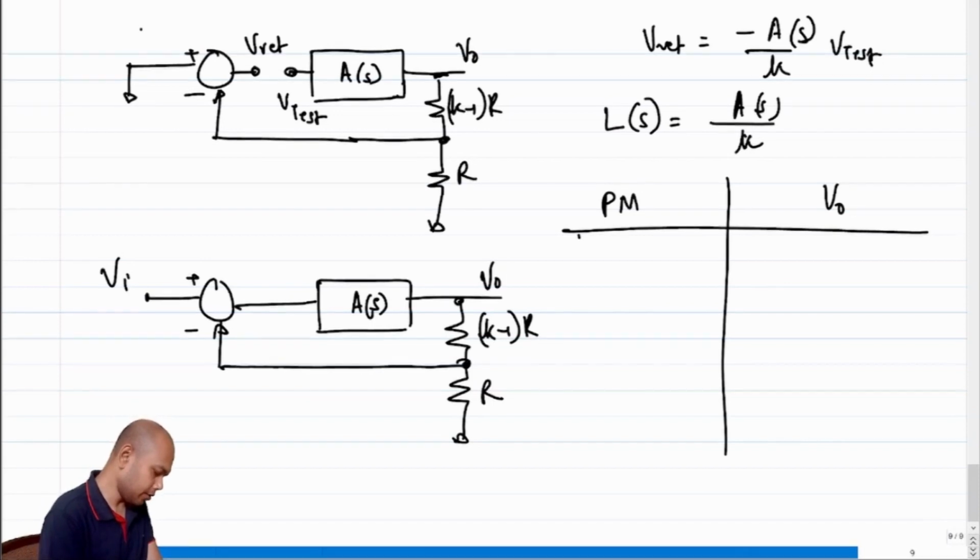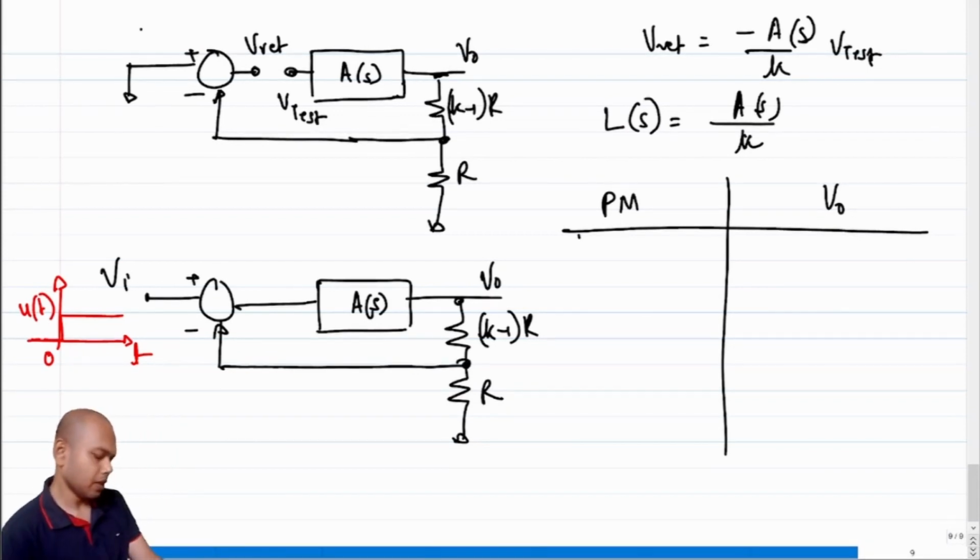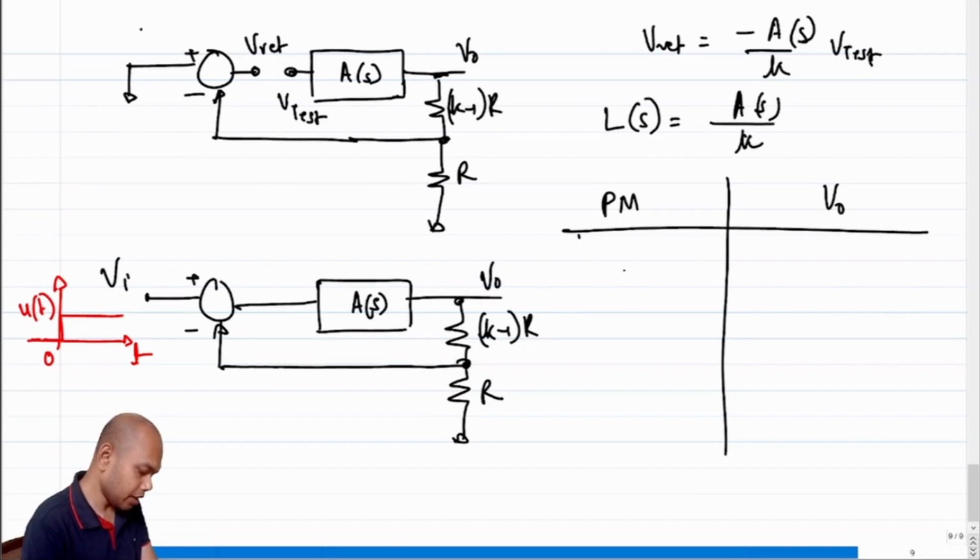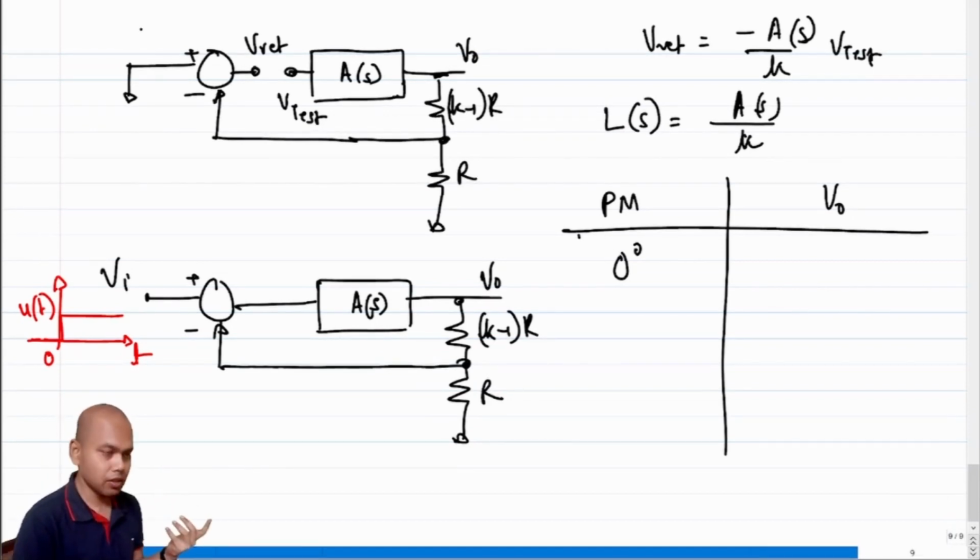And the test that we are doing is we assume that the input Vi is a step input with respect to time, right? This is 0, this is some unit step. In the incremental domain, this is the unit step. So what do you think is going to happen if phase margin is 0 degree? What will V naught look like? Note that phase margin of 0 degree means what?